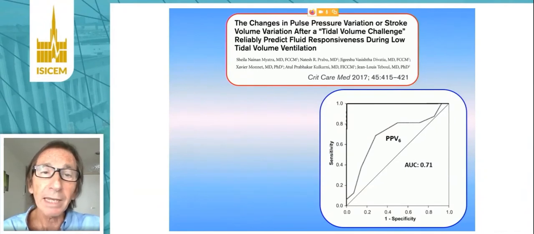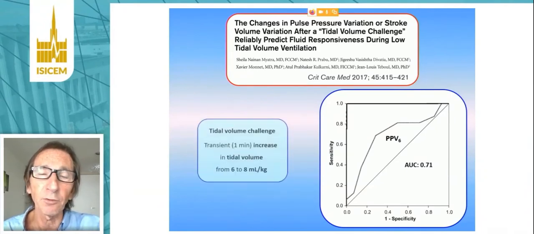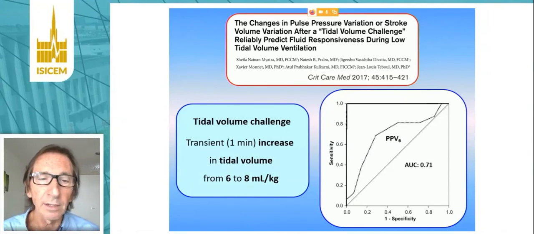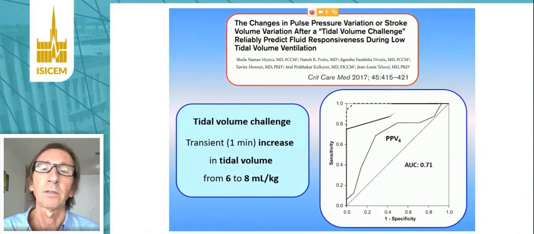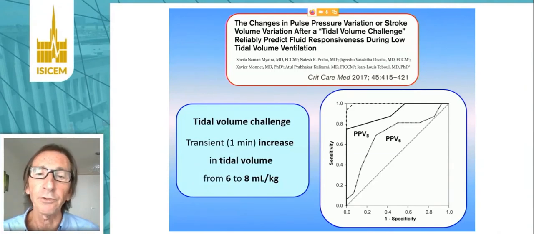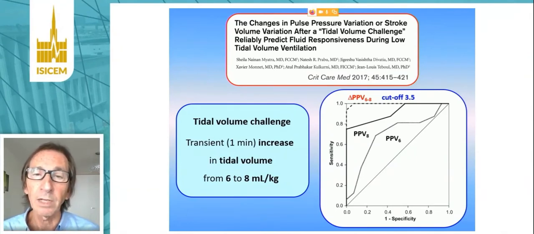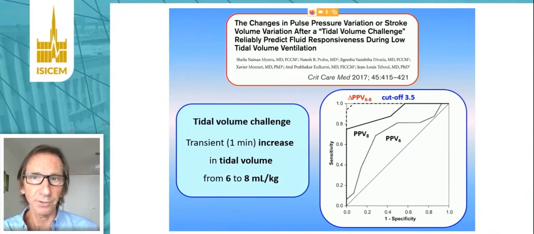And this is why with Sheila Myatra from Mumbai and other colleagues from India, we proposed a new test, which is called the tidal volume challenge, which consists in increasing tidal volume transiently for 1 minute only from 6 ml to 8 ml per kilogram. And now, when you measure PPV, the area under the ROC curve for PPV 8 is far better than for PPV 6, but what was far better was the change in PPV from 6 to 8 ml per kilogram, and we found a cutoff value of 3.5%.